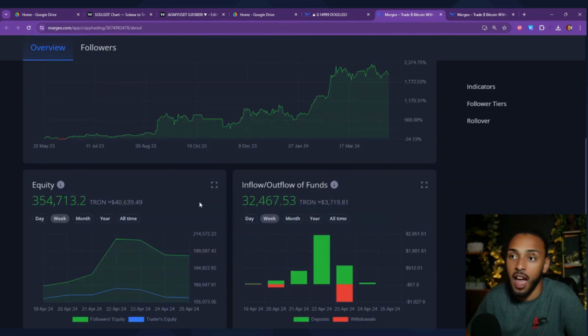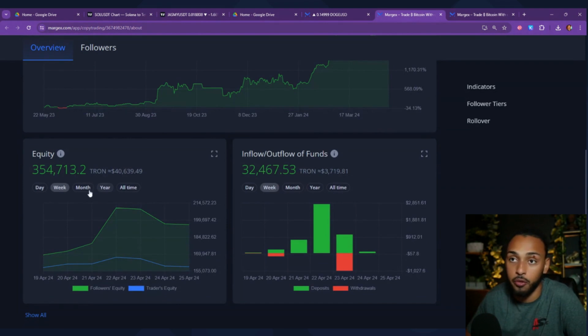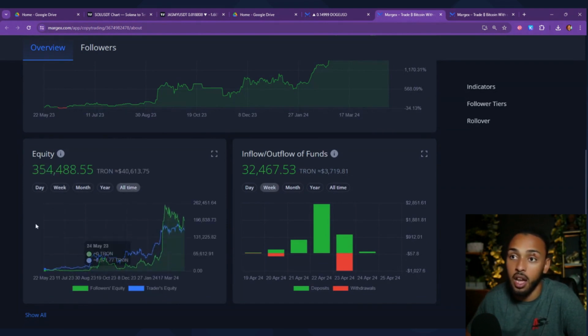You look at something like the equity. You can see, okay, how's the equity performed over the last week, month, year and all time. This looks very healthy. It's done very well. The followers' equity's consistently gone up, maybe pulled back a little bit over the last few weeks, last few months, but overall trader equity going up. Still confident in that strategy.